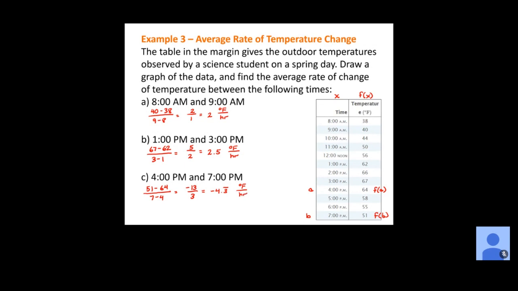So again, what this tells us now is that between the hours of 4 p.m. and 7 p.m., our temperature is decreasing by an average rate of 4.3 degrees Fahrenheit per hour. Whenever you get a negative average rate of change, that just tells you we have an average rate that's decreasing. And in this case, it's decreasing by that number of degrees per hour.